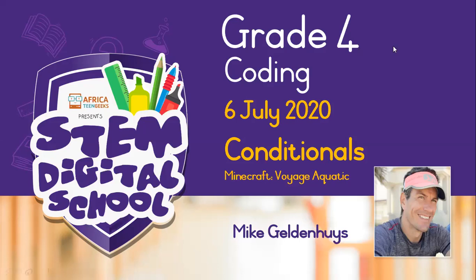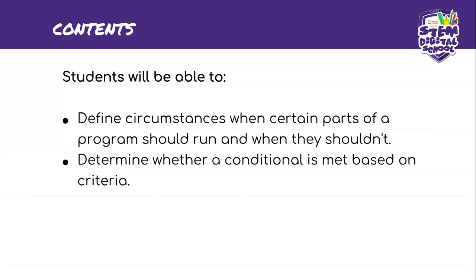So let's quickly look at what our aim is for today. Our aim will be to define circumstances when certain parts of a program should run and when they shouldn't. And then also to determine whether a conditional is met based on certain criteria. That might sound very difficult right now, but I'm going to show you step by step, and I'm sure at the end of today's lesson, you'll be able to understand what that means.